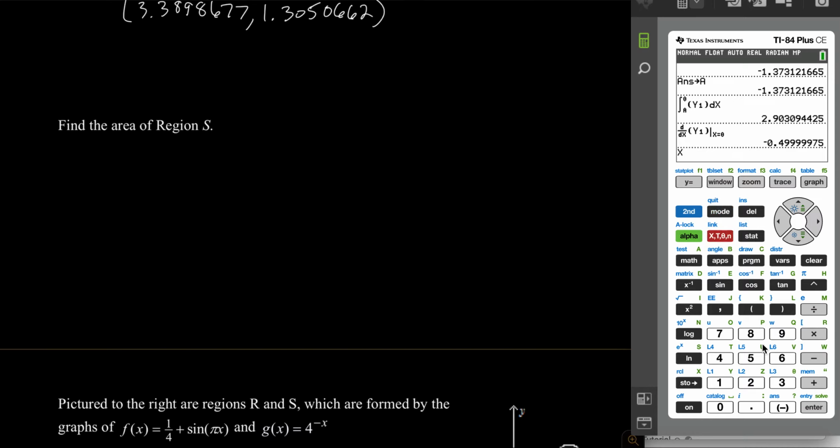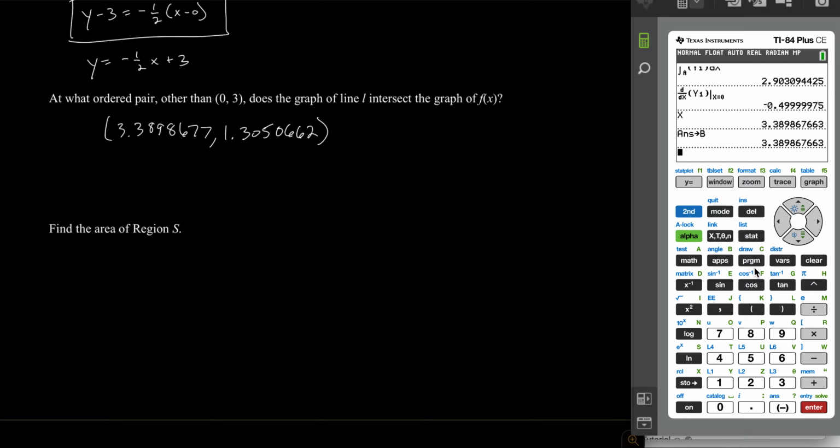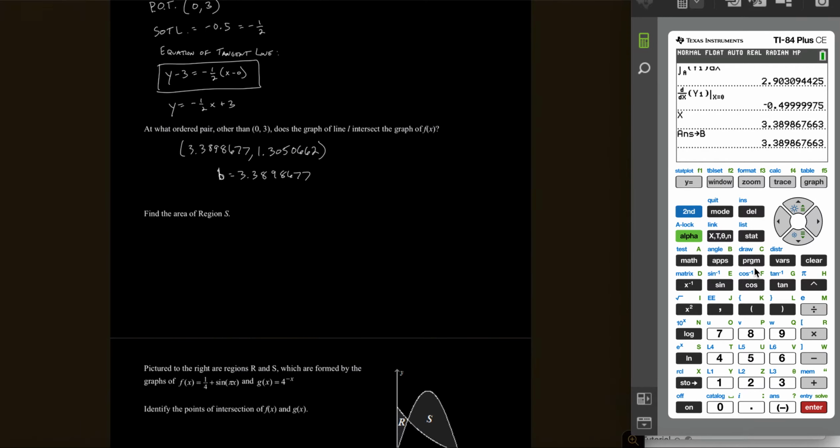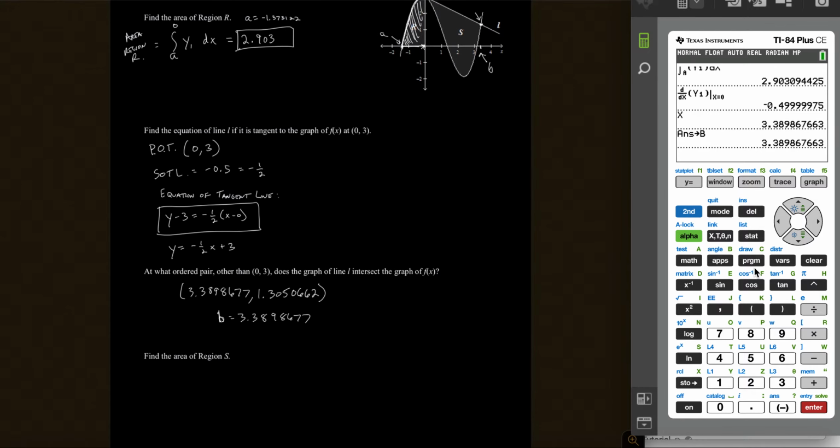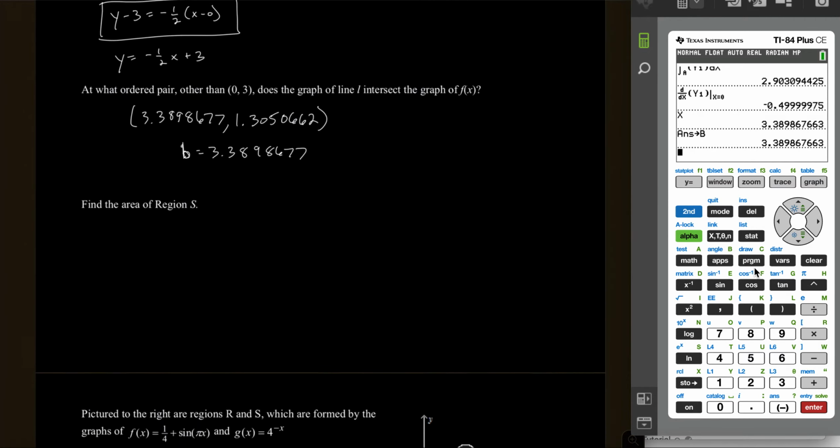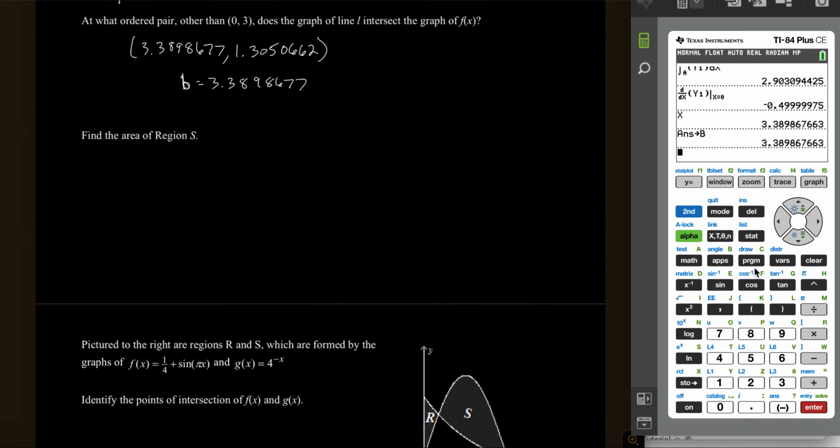So I'm going to call back x by just hitting x and enter. So there's that new x value. And I'm going to store it as b. All right, so now I have that as b. And I'm going to let them know that as well. I'm going to say b equals 3.3898677. We'll round at the very end. We don't want to round before that. You don't want to do that with these limits. Keep them the full number. Okay, so that's just some extra information.